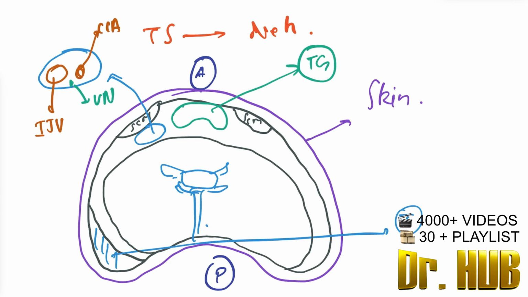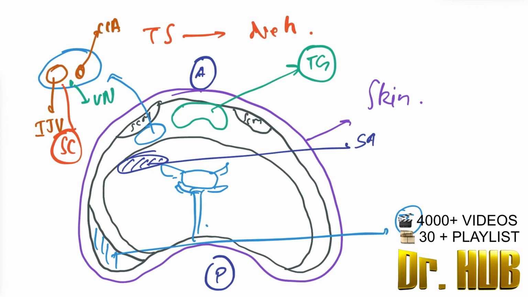So it contains the internal jugular vein, the common carotid artery, as well as the vagus nerve. Then there is also the sympathetic chain, the sympathetic trunk. And let's look at the muscles here. The important muscle here will be the scalenus anterior.